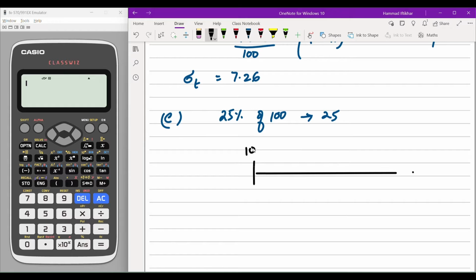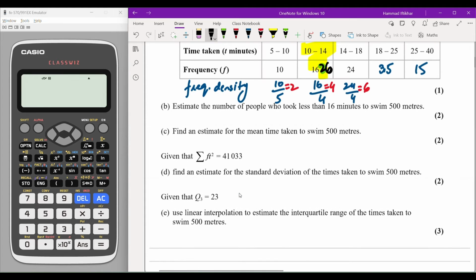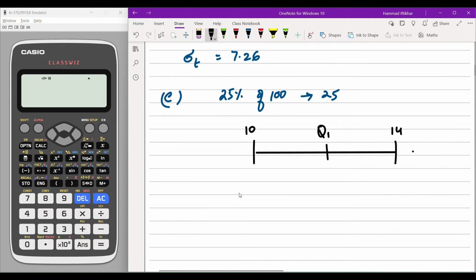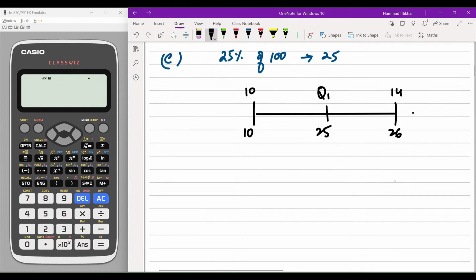The class is from 10 to 14. Somewhere over here is our lower quartile. The class frequency starts from 10 to 26. Now finding Q1 is easy. Q1 minus 10 divided by 14 minus 10 equals 25 minus 10 divided by 26 minus 10.